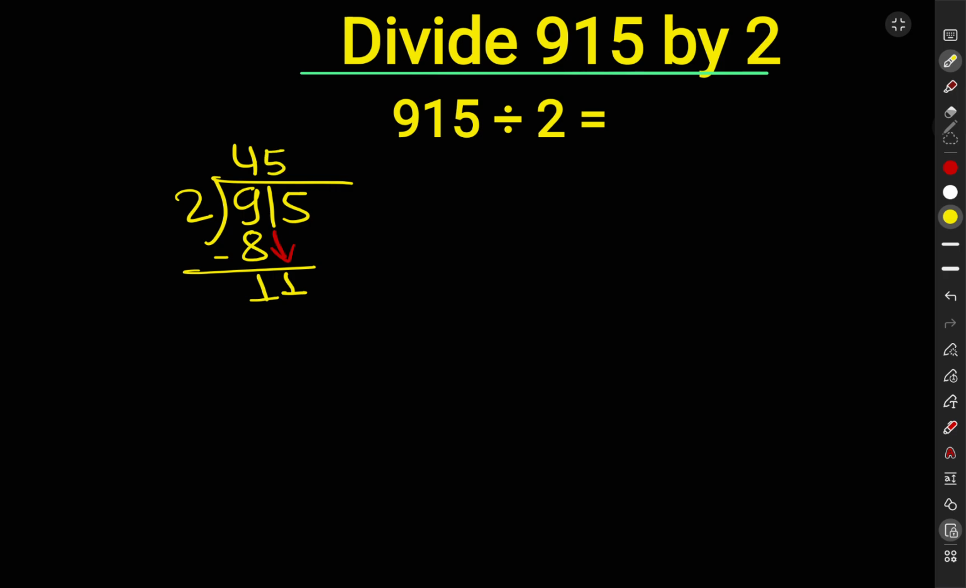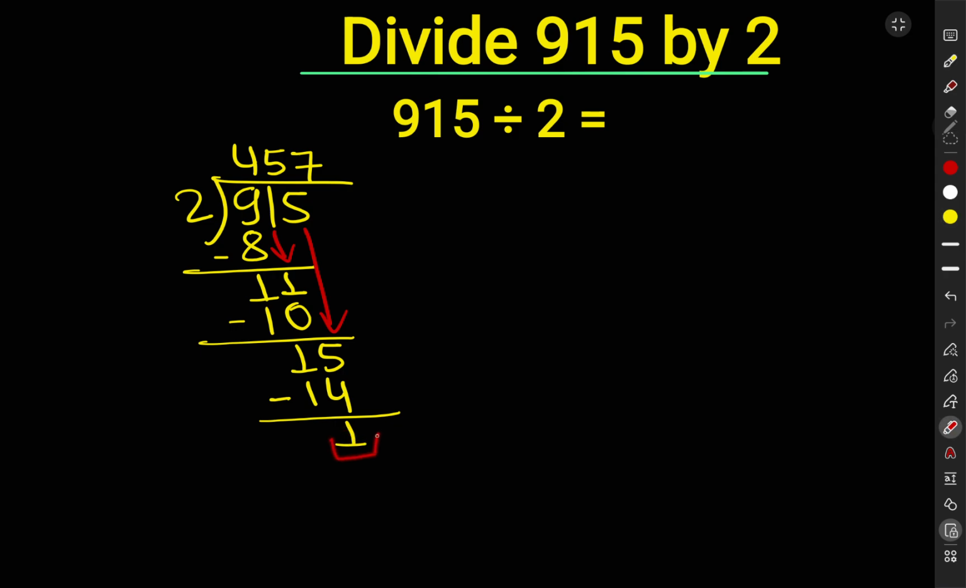So 2 times 5 is 10. On subtracting we get 1. So again we put down this 5 and it is 15. So 2 times 7 is 14. On subtracting we get 1.